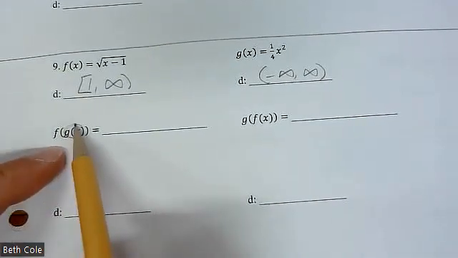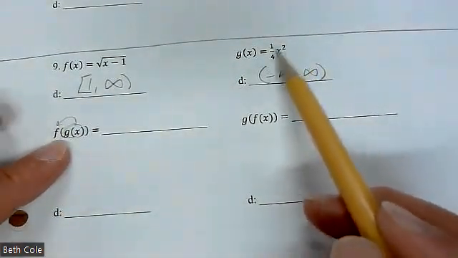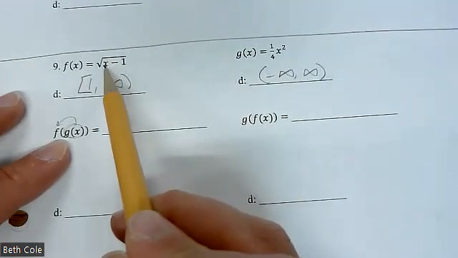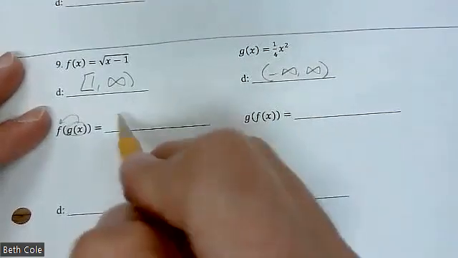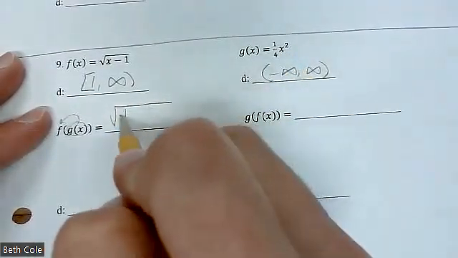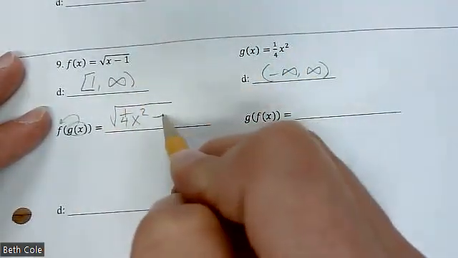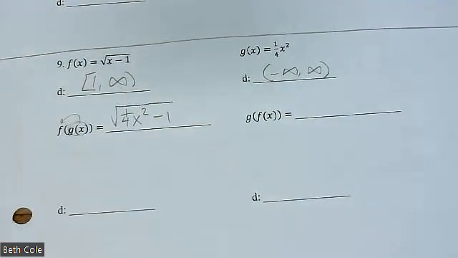So here, G gets plugged into F. This 1/4 X squared is going to get plugged into here. You're going to take out X, replace it with all of this. So square root of all of that stuff minus 1. Only the X is being squared, so you can't cancel anything, not the whole thing.